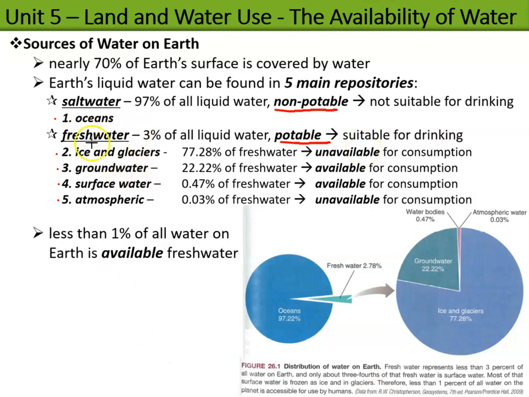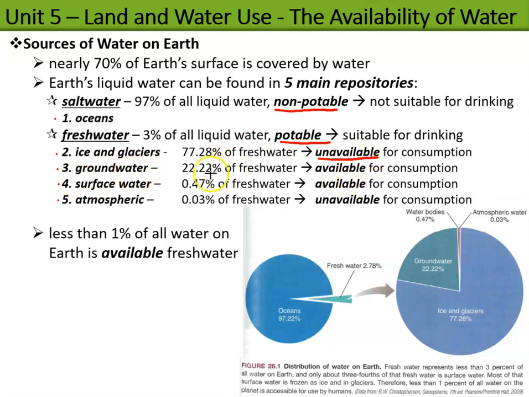The vast majority of this fresh water, this 3%, is also locked up in ice and glaciers. So polar ice caps and glaciers make up the vast majority of the fresh water on the surface of the Earth. It's actually not liquid, it is frozen water. About 77.28% of all fresh water is locked up in ice and glaciers, and this is unavailable for human consumption and other uses.